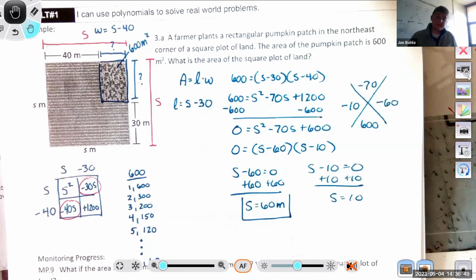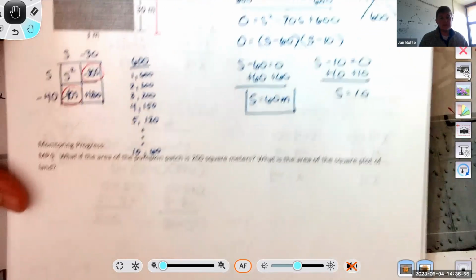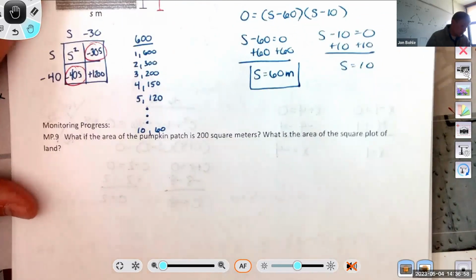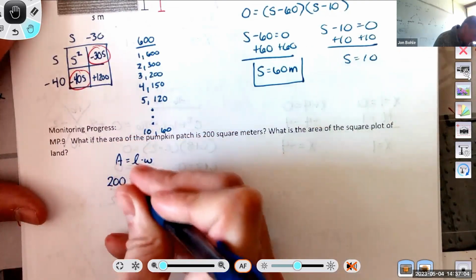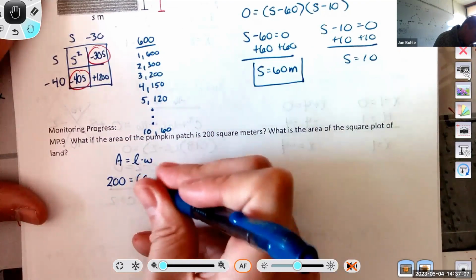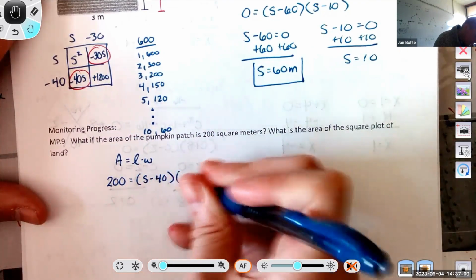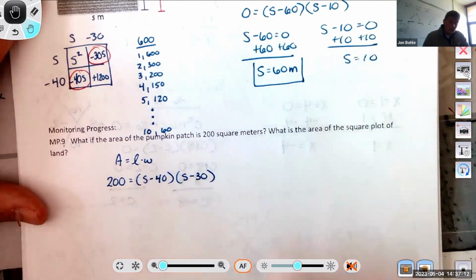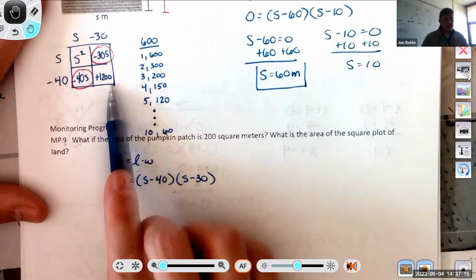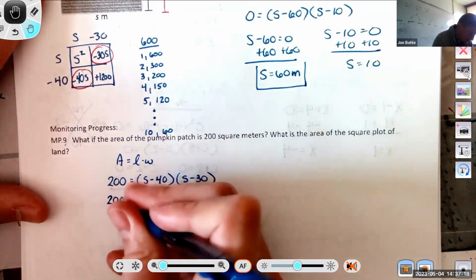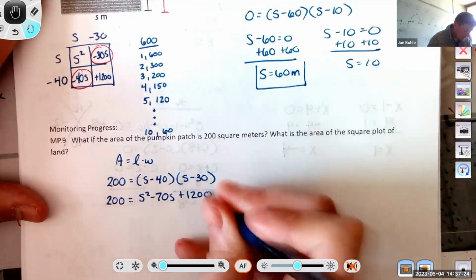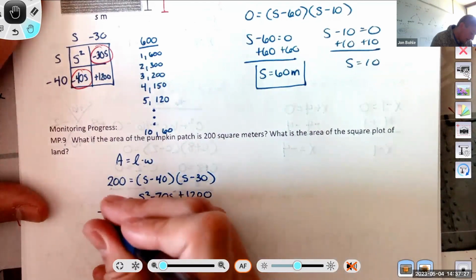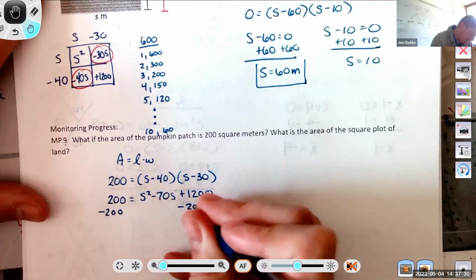Okay, take a moment, pause the video, and when you're done, check it off with me. Okay, so it's going to be the exact same problem. The only difference is that the area of the pumpkin patch is now 200. So our same problem is going to hold, but instead of 600, the area is 200. Luckily, off on the side, we've already multiplied this out. So that's going to save us a little bit of time. So we know 200 is going to be equal to S squared minus 70S plus 1200. Okay, and then we're going to minus 200 from both sides.